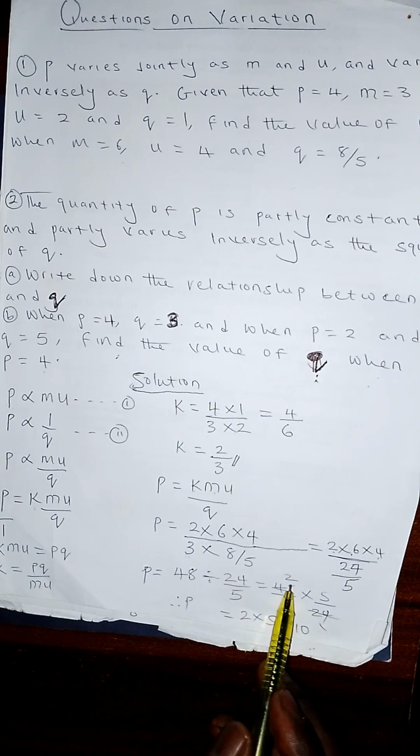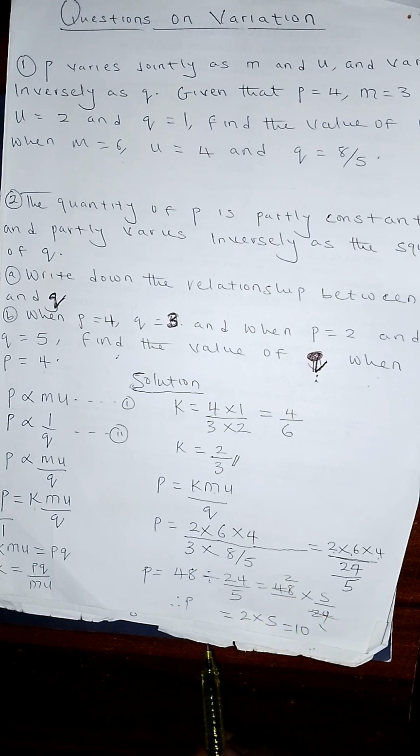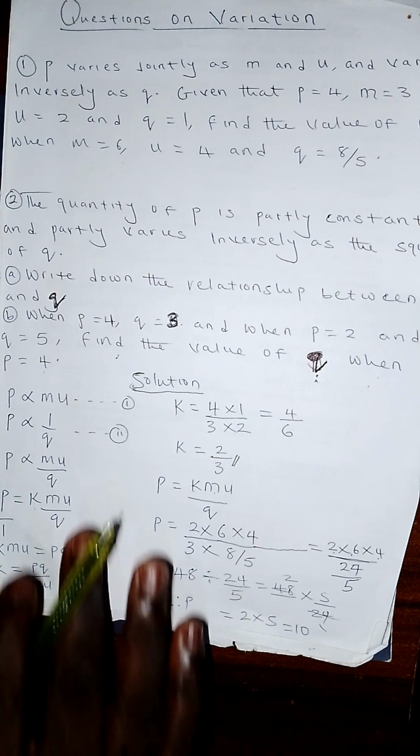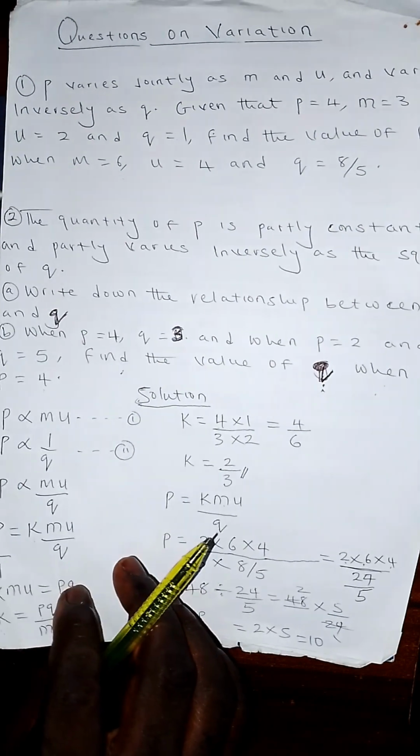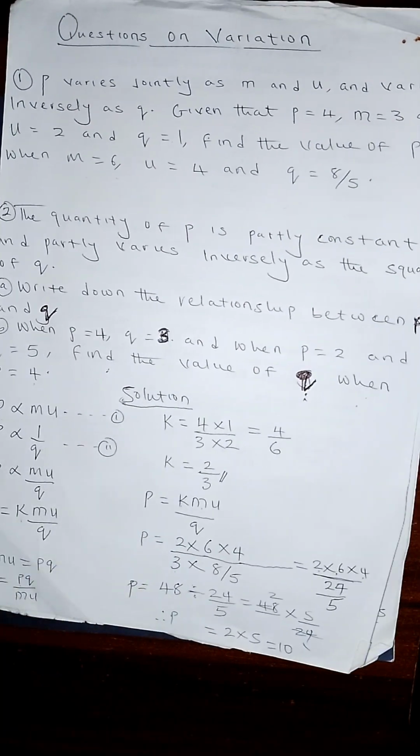24 here, 1, 24 in 48, that's 2. 2 times 5, that's 10. So therefore our p is what? Is 10. I'm sure that's very simple. So I go straight to the second question. The second question too, I solved it last night, but the audio didn't come out fine. In fact, it did not come out at all.